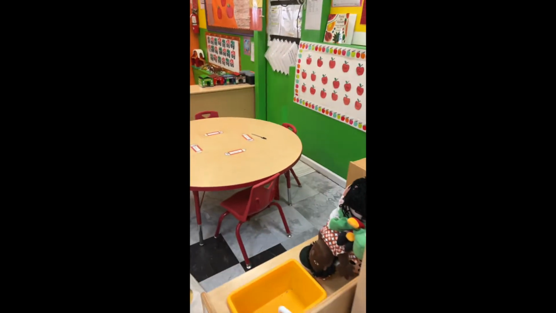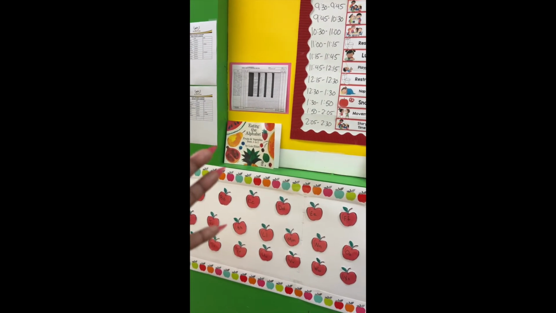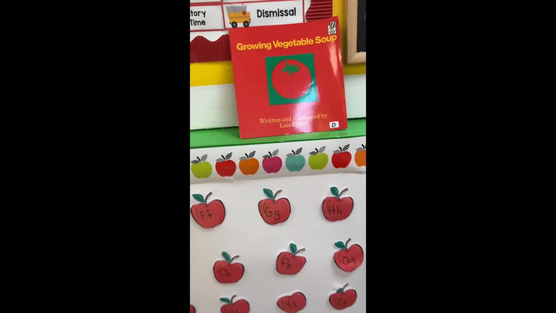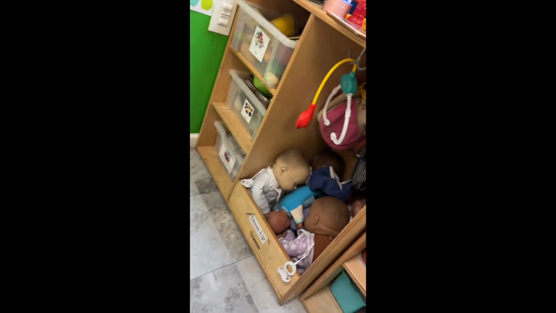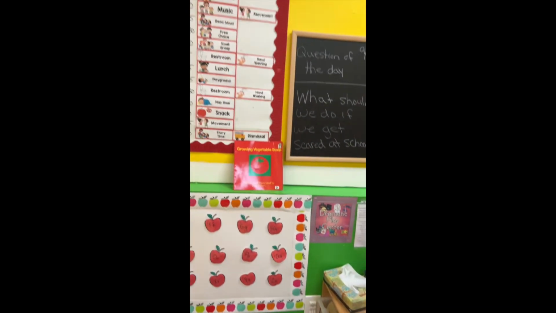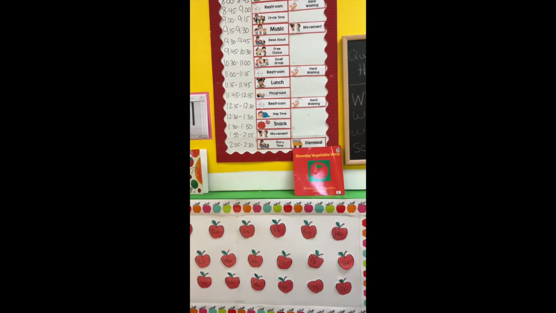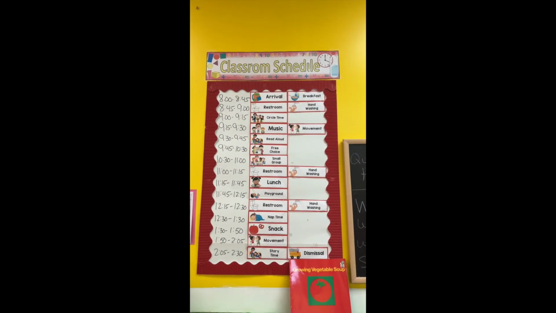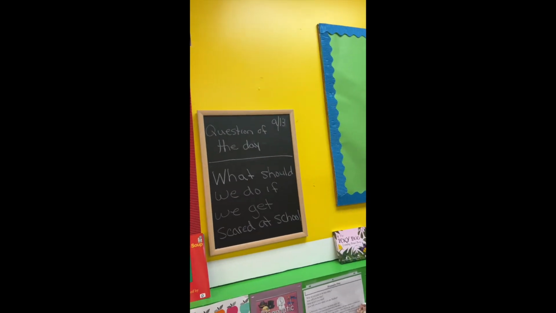Another thing I want to point out is they decided to incorporate apples, but we switched this board out. So you see books. You see a book on food. You see a book on vegetables. Why? Because this is our kitchen area, right? So you should always add books to your shelves exactly about what it is you're talking about. And then this is our daily classroom schedule, and this is our question of the day.